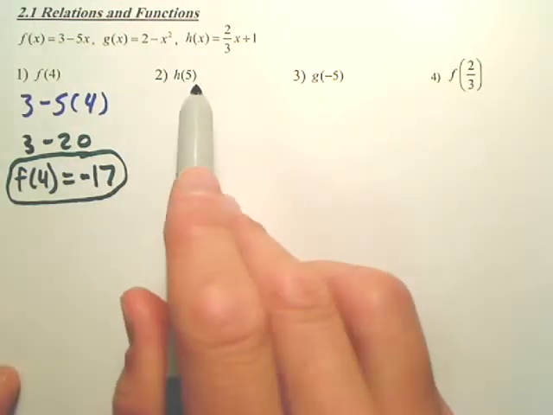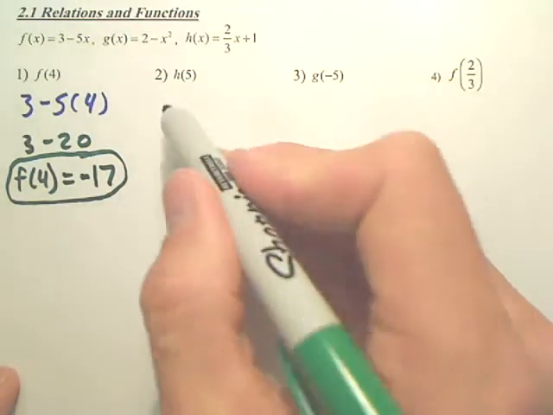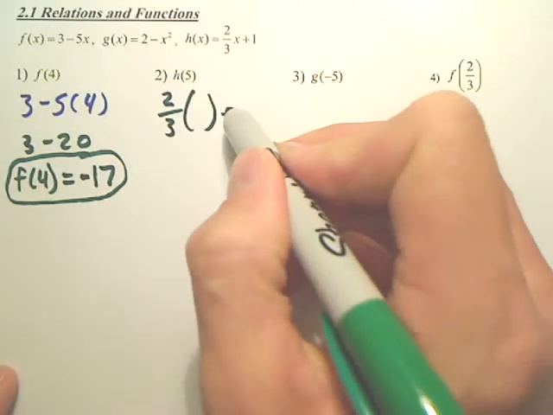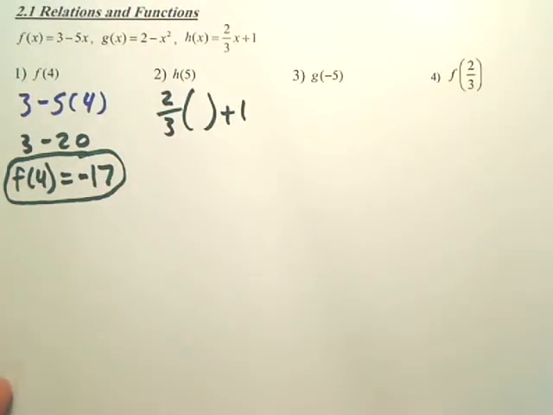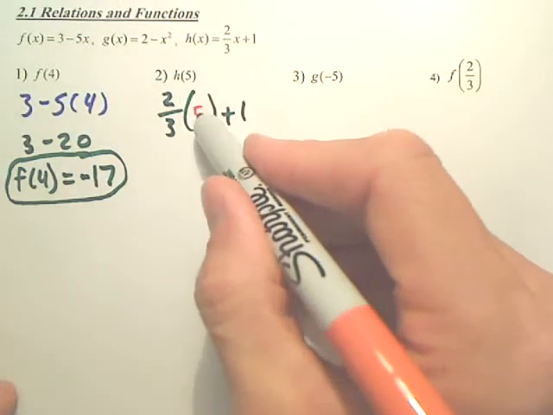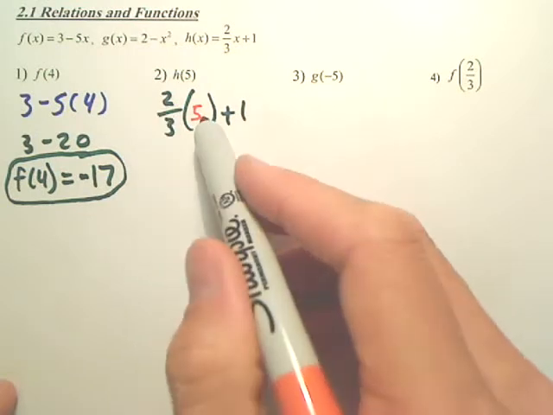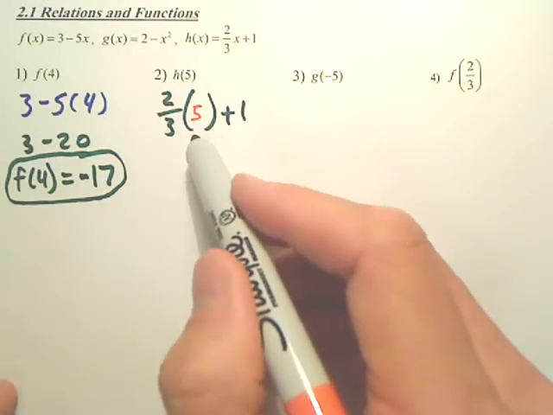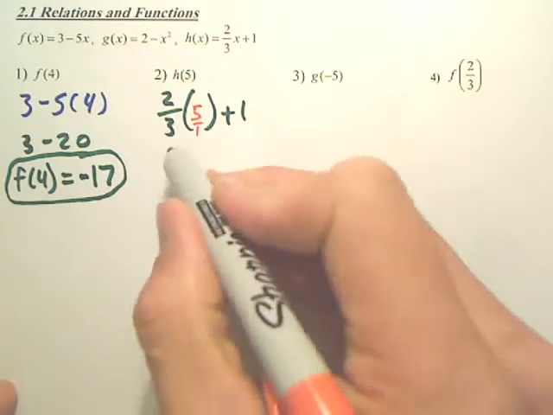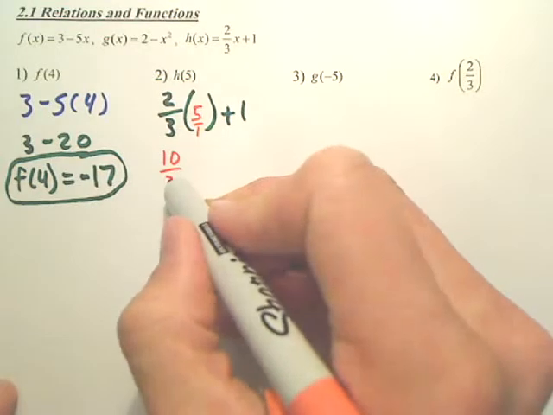This is h of 5. So which equation are we going to use here? H, the third one. So you're going to have 2/3 blank plus 1. And what are we going to plug into the blank? X is 5. Now, 2/3 times 5, isn't that 5 over 1? So I could put a 5 over 1. So that would be 2 times 5 is 10, and 3 times 1 is 3.